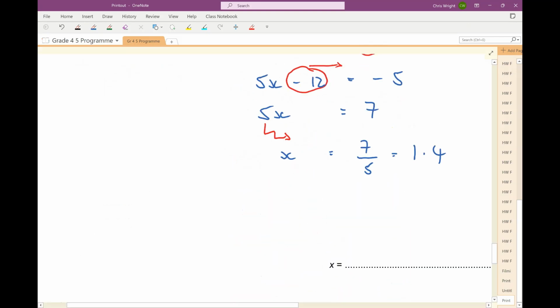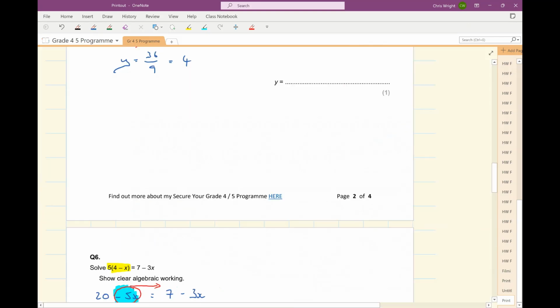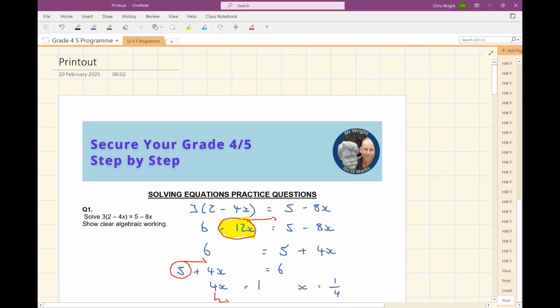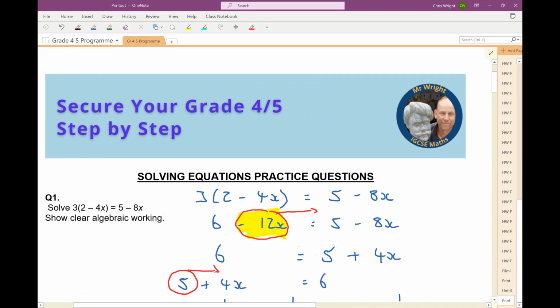Okay, so there you have it. There are 10 exam questions on equations all walked through for you.